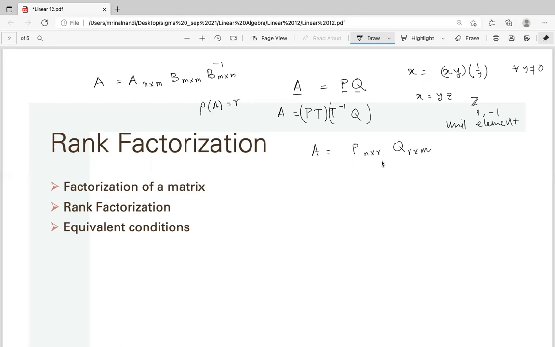It is clear. Because if the rank of P is not R, if it is less than R, then the rank of A cannot be R. The rank of A is always less than or equal to the rank of P, as well as less than or equal to the rank of Q. So the number of independent columns in P cannot be more than in A. If A equals P into Q and the number of independent columns of A is R, then the number of independent columns of P cannot be greater than R. Similarly for the rows of Q.